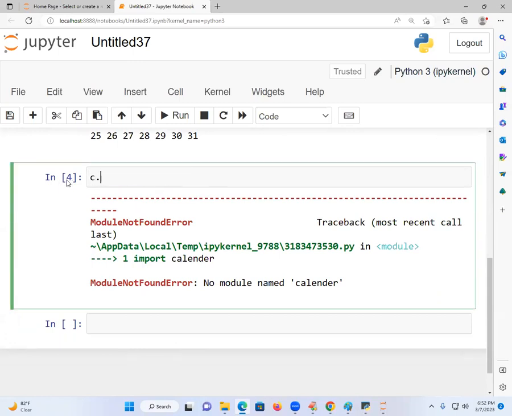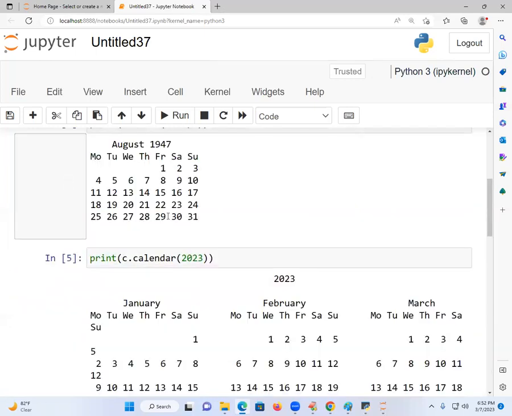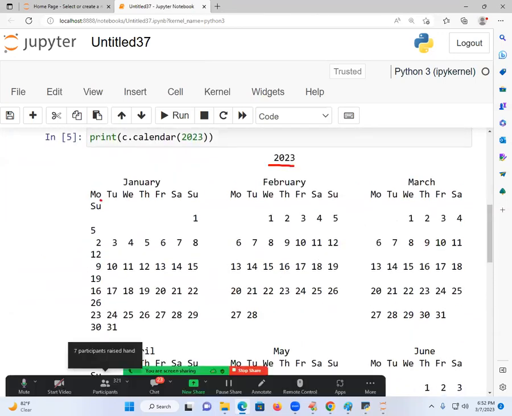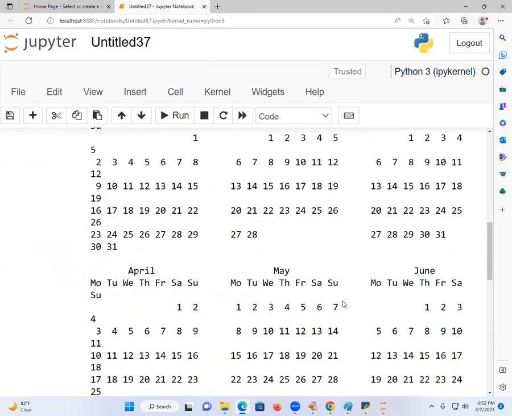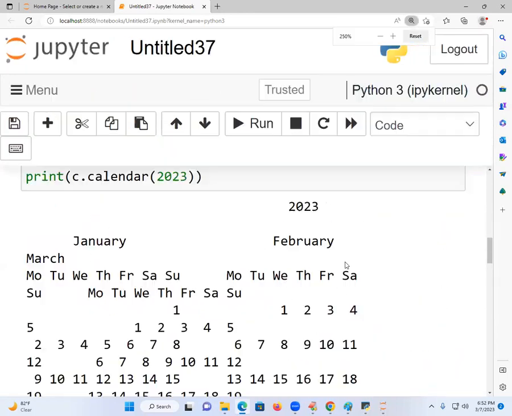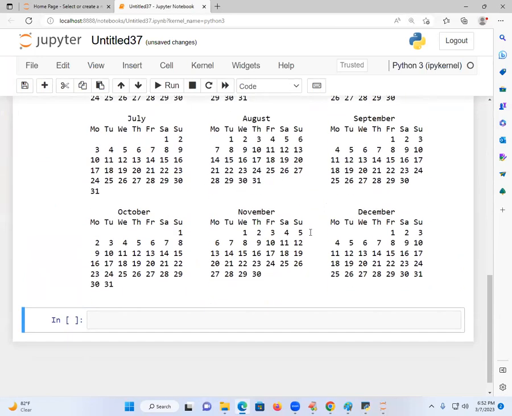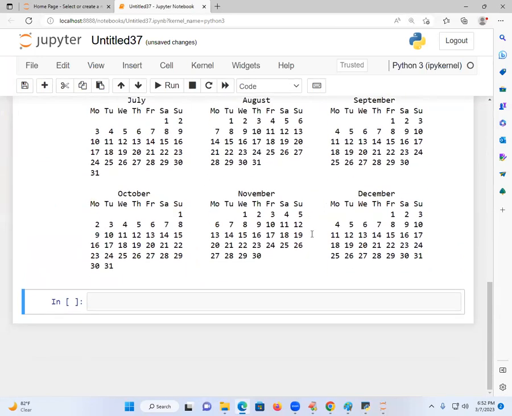Now I am writing print of c dot calendar, and I want the complete 2023 calendar. See my complete calendar. The 2023 calendar is coming like this. See, students, the complete calendar is coming here. I am getting the complete calendar, the first 3 months, the next 3 months, like this. One more example.